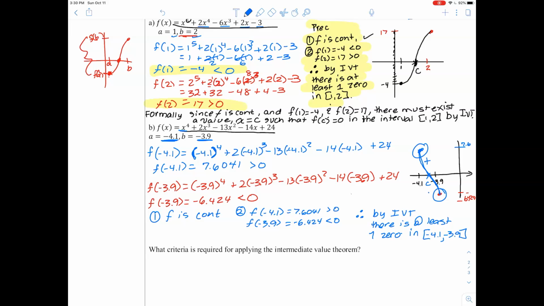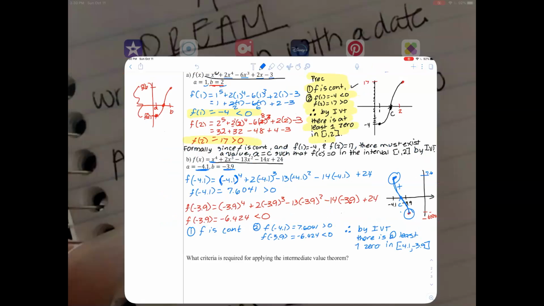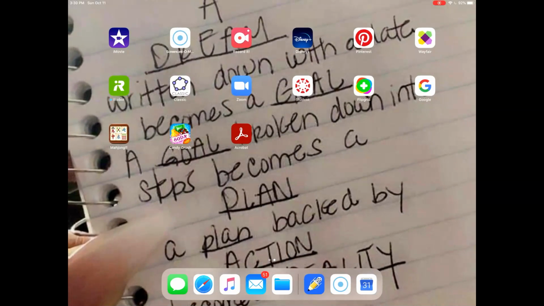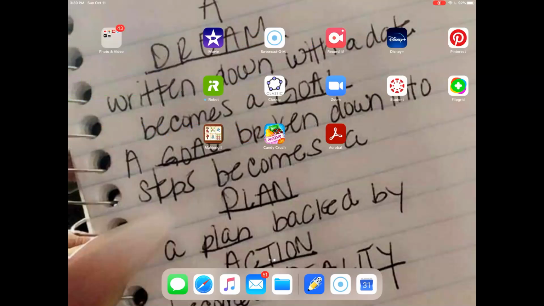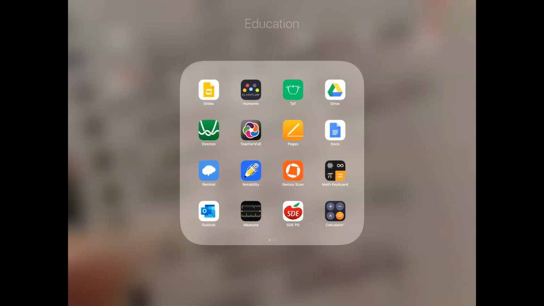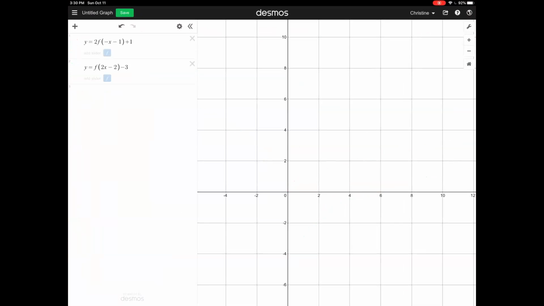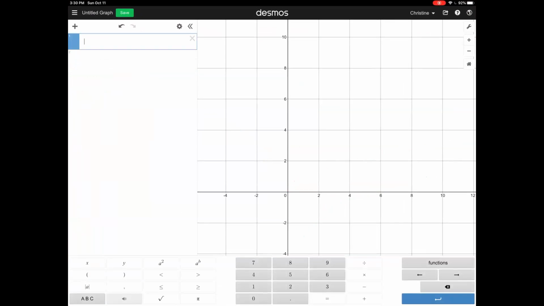And I'm actually going to show you both of these on Desmos so that you can see that these are actually occurring. And this is a way that you can check your work as well. So let me see if I can get my iPad to cooperate here. Okay, so I'm going to look at example 2a.